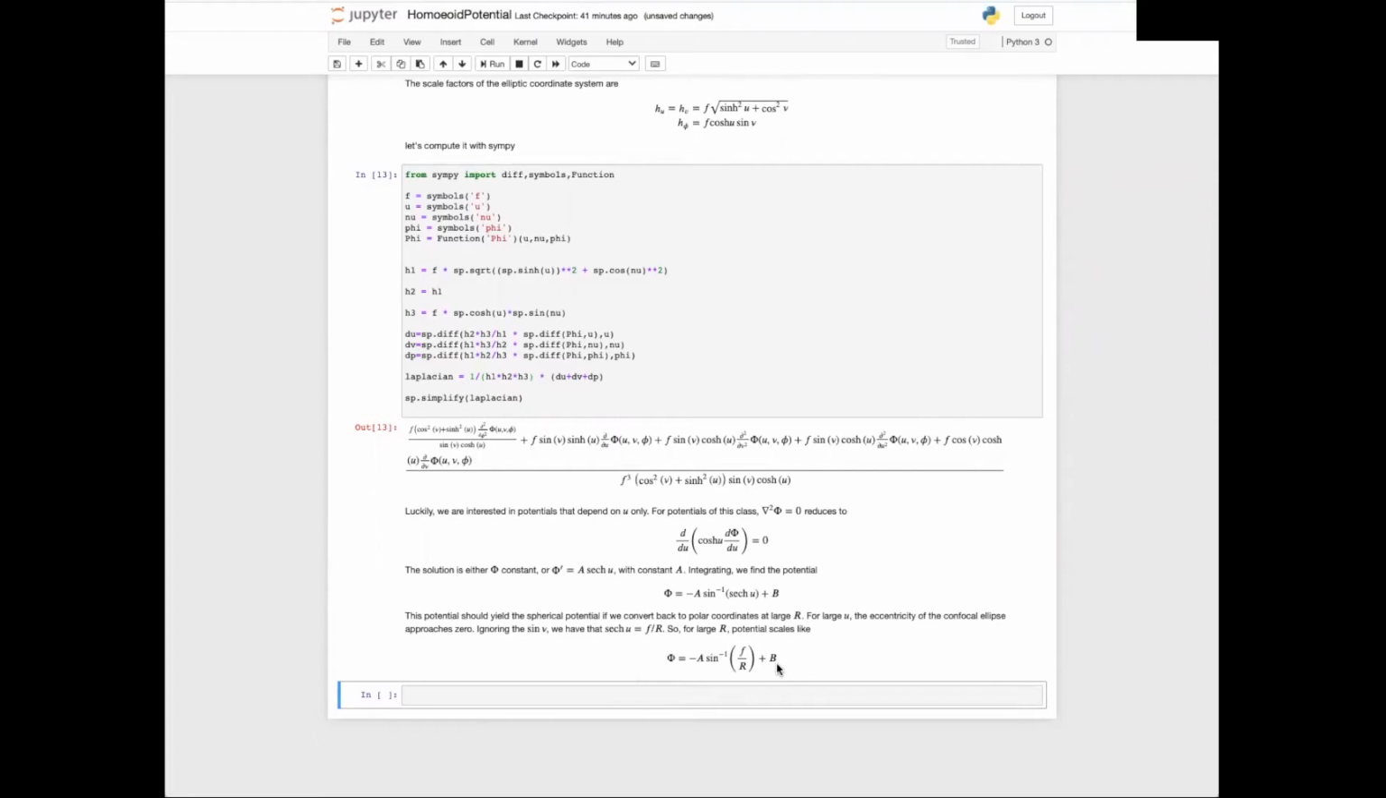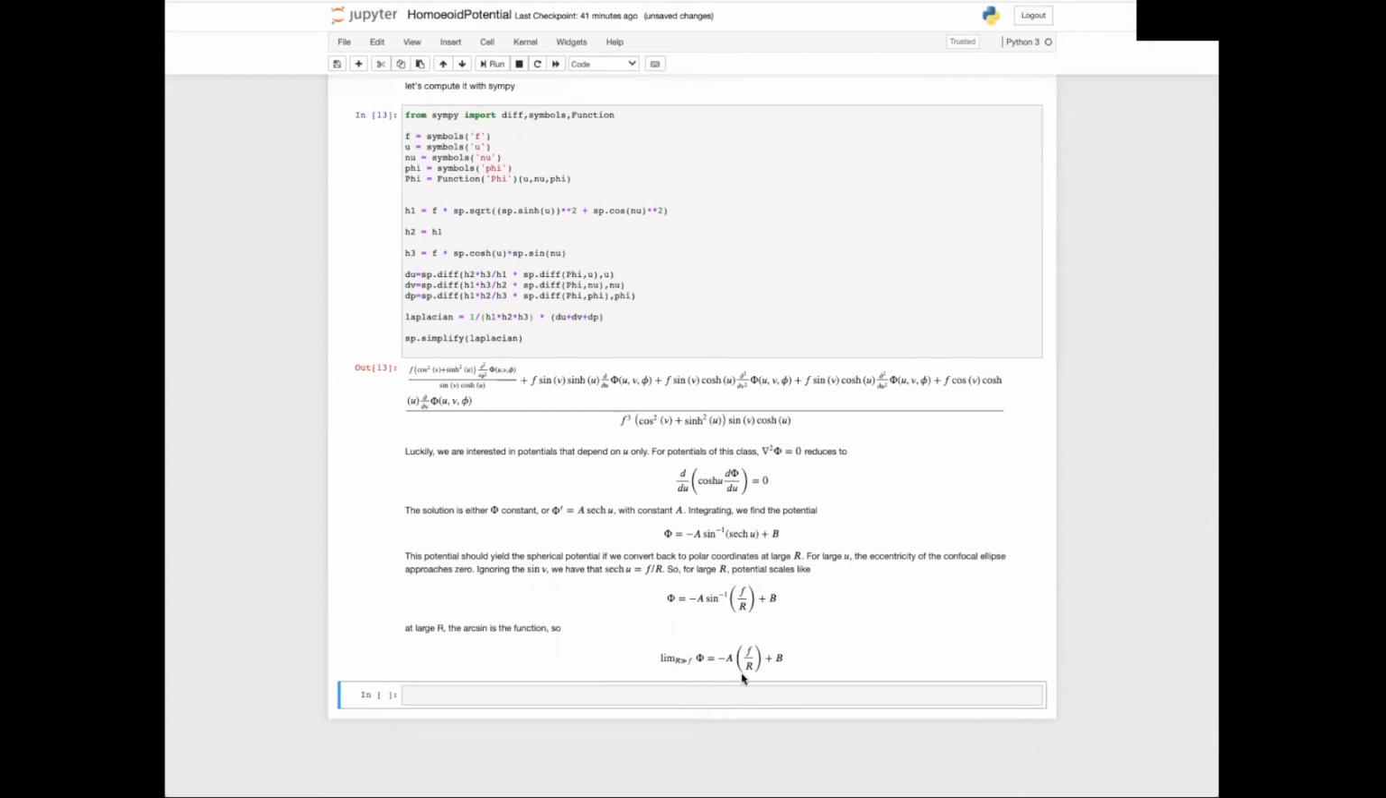One thing that we immediately see is that if r goes to infinity, for the potential to be 0, then this quantity b here has to be 0. Another thing is that for large r, we have this quantity f over r being very small, and the arcsine of the quantity becomes the quantity itself. So for the limit of r being much bigger than the focal distance, this is the potential that we have. So we need to cancel b.